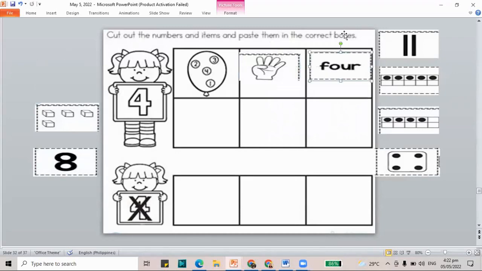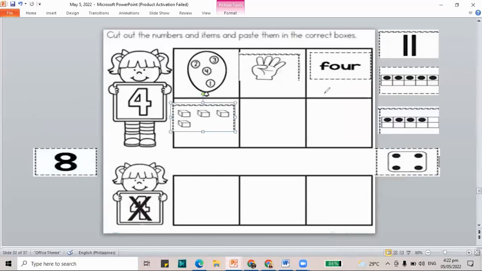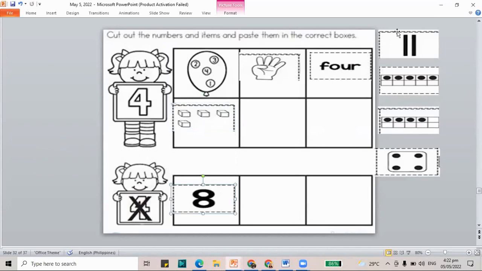Paste it also. How many boxes? 1, 2, 3, 4. That's 4 boxes. Paste also. Does this show 4? No, this is for 8. Making a loop and going back home, that's 8. That's not 4. Put it in the other box. How many sticks? 1, 2. That's for 2, not number 3.